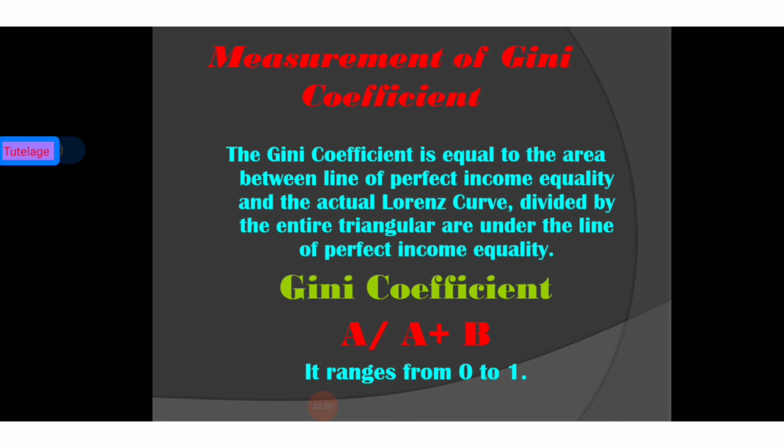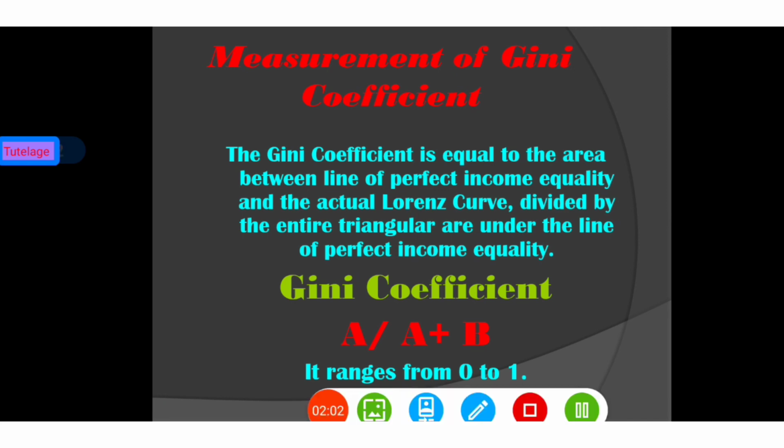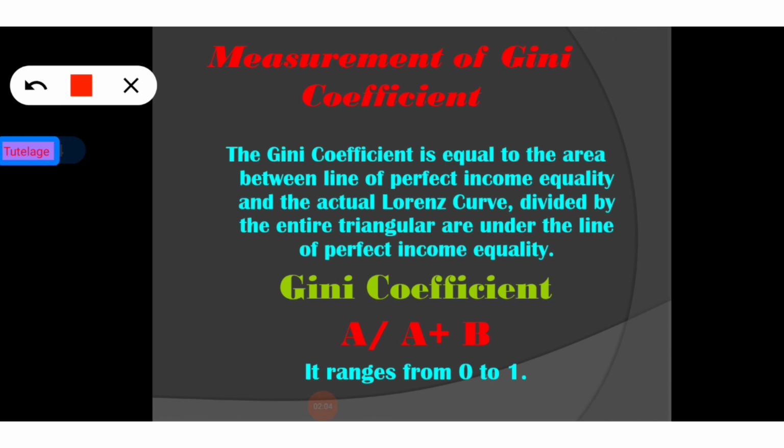What do you mean by a measurement of the Gini coefficient? We have already seen the Gini coefficient is equal to the area between the perfect line and the actual Lorenz curve, which indicates the triangle A, and A plus B indicates the entire triangular area under the line of perfect income equality. So this is the formula of the Gini coefficient, that is G equals A by A plus B.